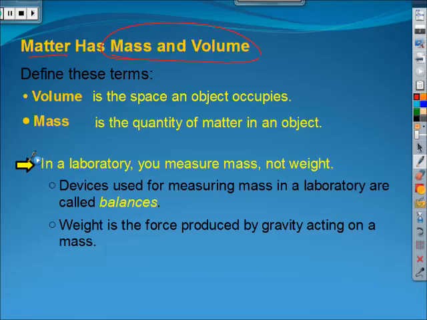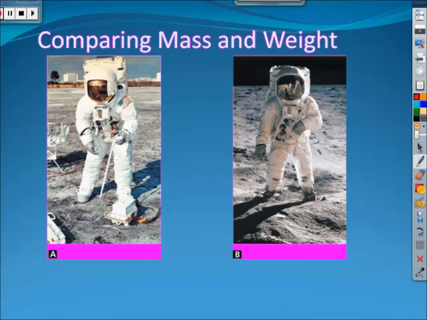Anything that we're measuring in this class, we're talking about matter. We're talking about measuring things that have mass. We do not measure weight in this class. Weight includes gravity. Objects that we use to measure mass are our balances. We have those in the back. They measure things out in grams in our class.